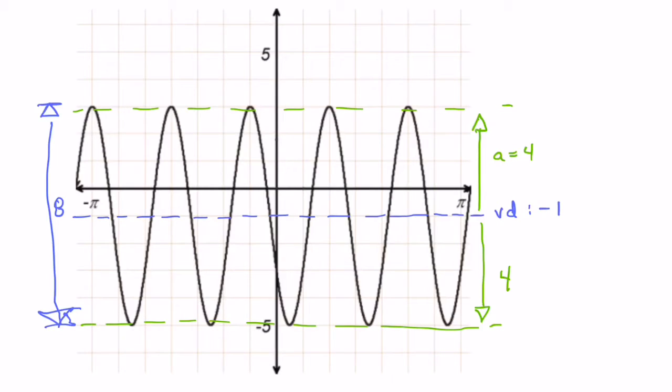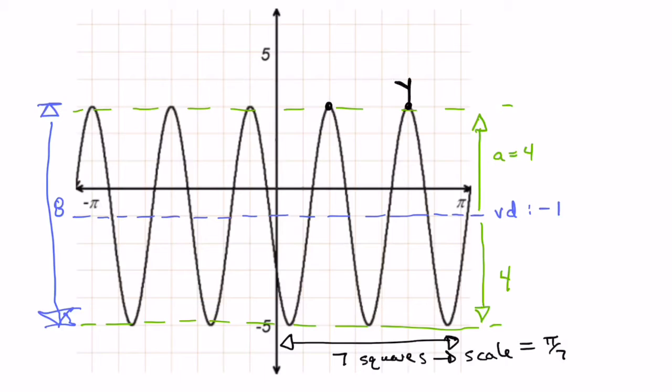either way. Now I've got to figure out the scale so that we can figure out the phase shift and the period. So I noticed that from 0 to pi is 7 squares. So because it's 7 squares, then I know the scale on this is pi over 7. To figure out the period, I'm just going to go maximum to maximum, which is 3 squares. Each of those squares is pi over 7, so the period is 3 pi over 7.